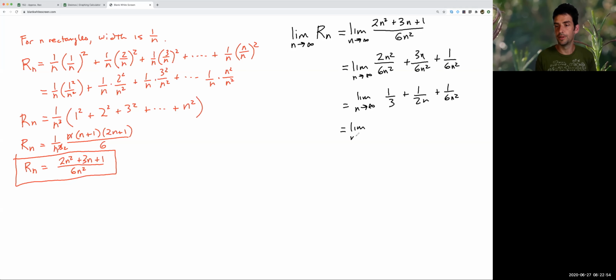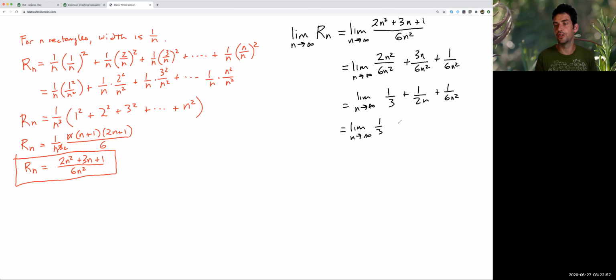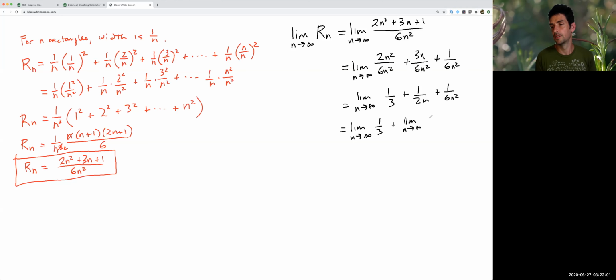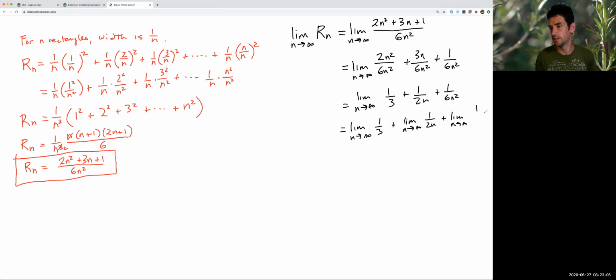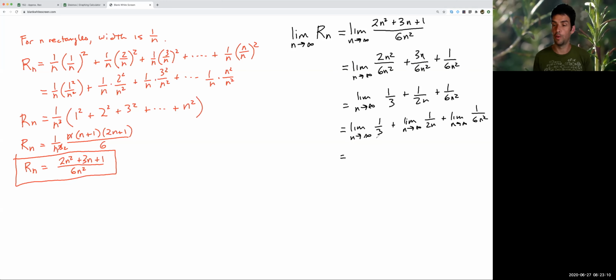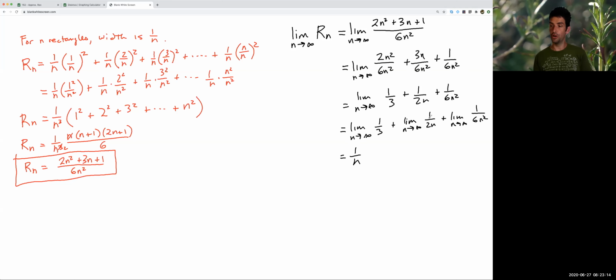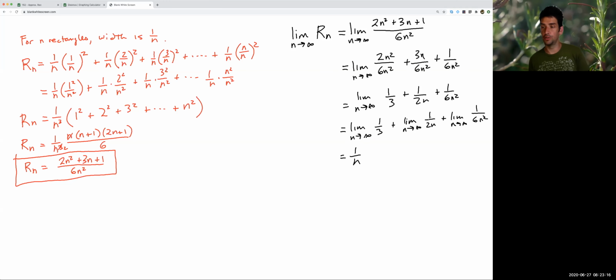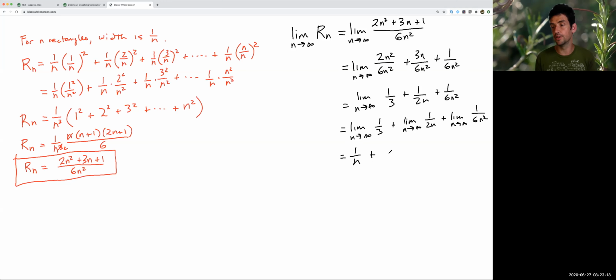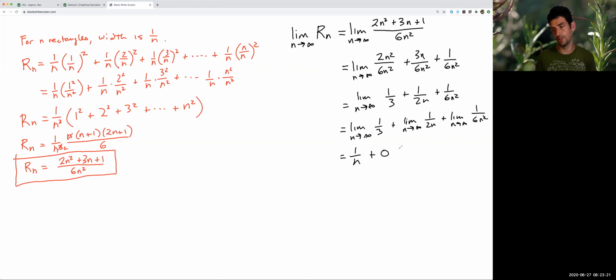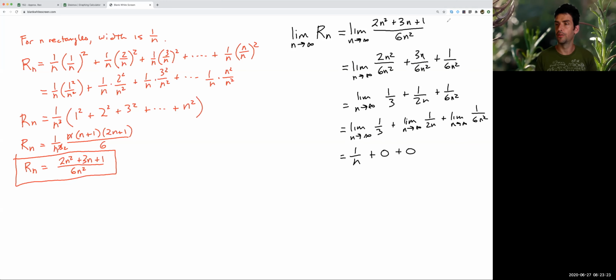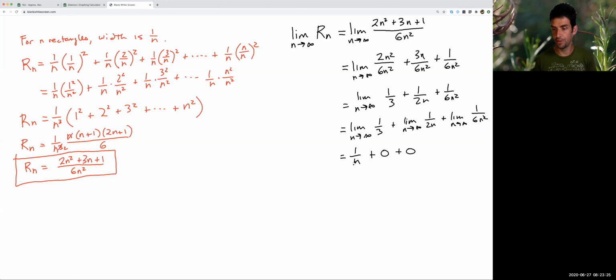Probably a good time to remember our limit laws. I can take each of these limits individually. The limit of a constant, so the 1/3 doesn't change as n gets larger. 1 over 2n becomes smaller and smaller. Its limit is 0. 1 over 6n squared, same thing. Oops, I wrote 1 over n. That was supposed to be the 1/3.